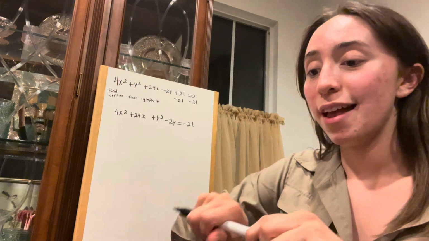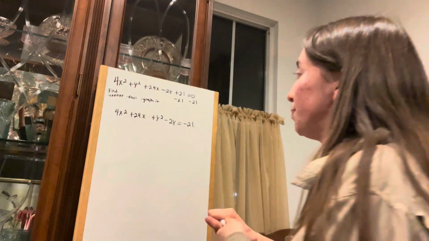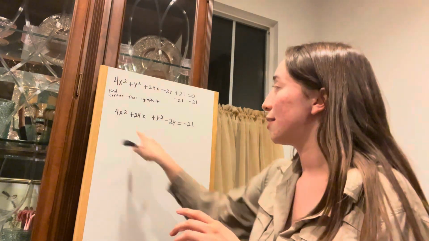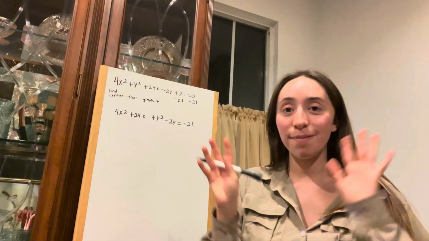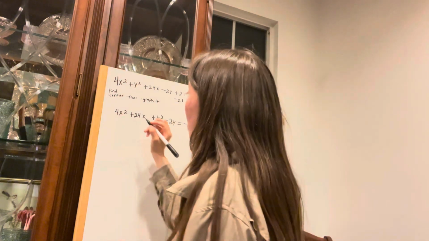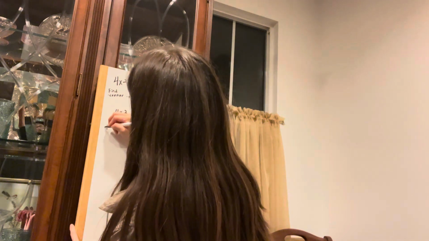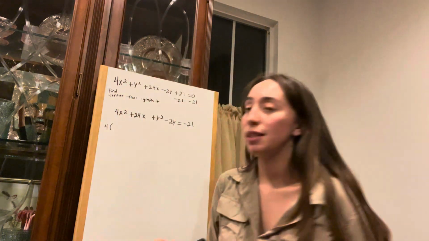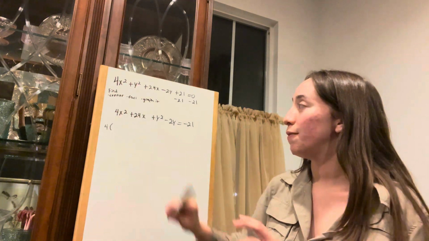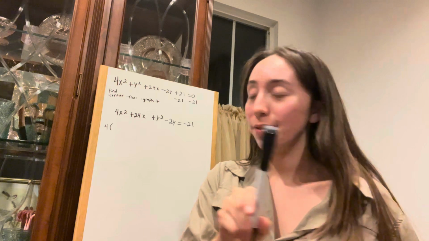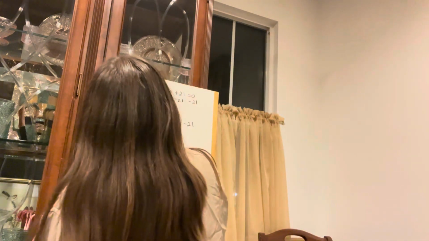Now the next thing I'm going to do is get this 4 out of here. I want to simplify my equation. So I'm going to put 4 outside of the parentheses because it is the common factor between 4 and 24. And I'm not going to take the x because that was very important, so we're going to keep the x's.